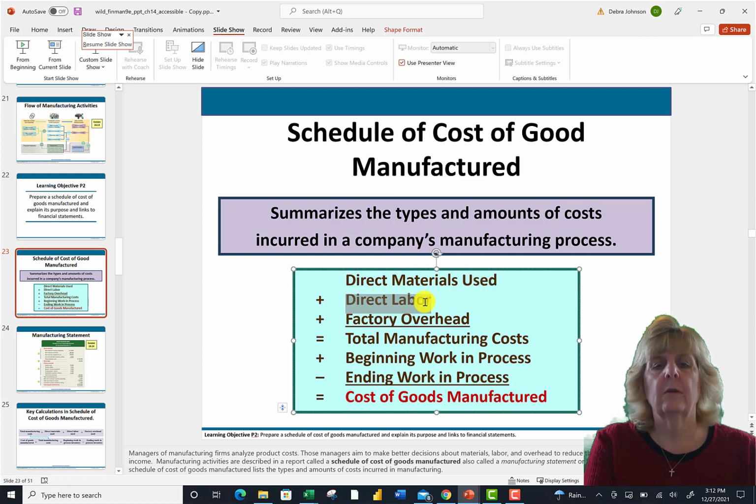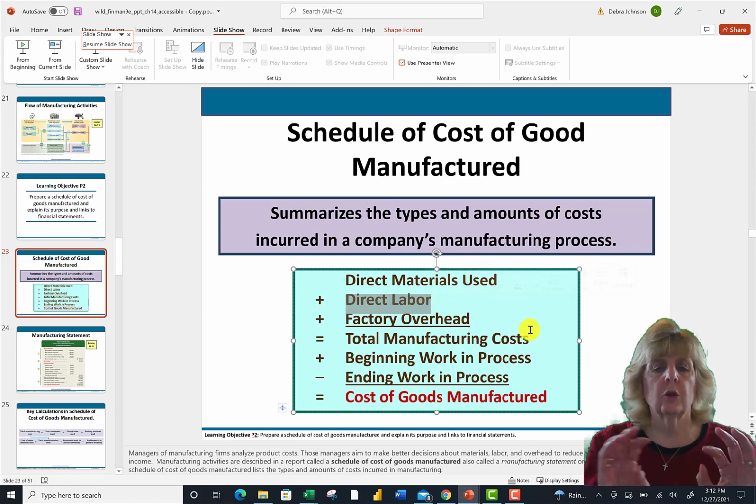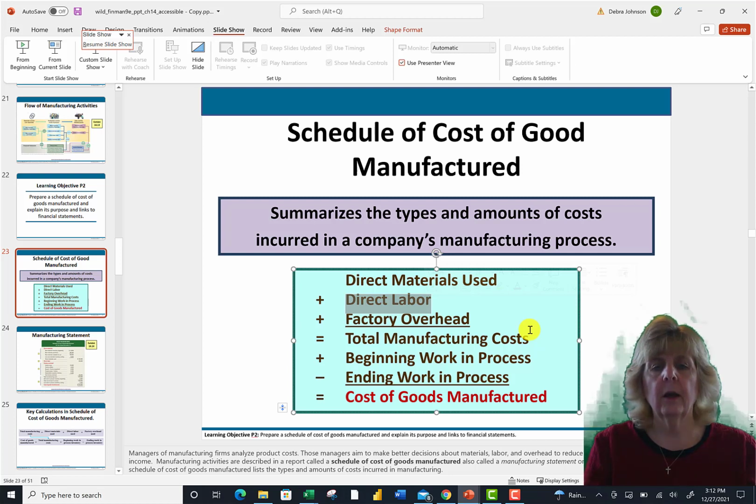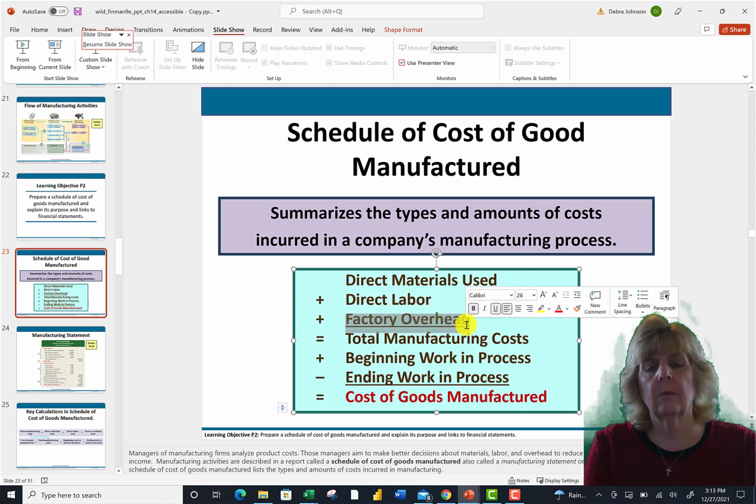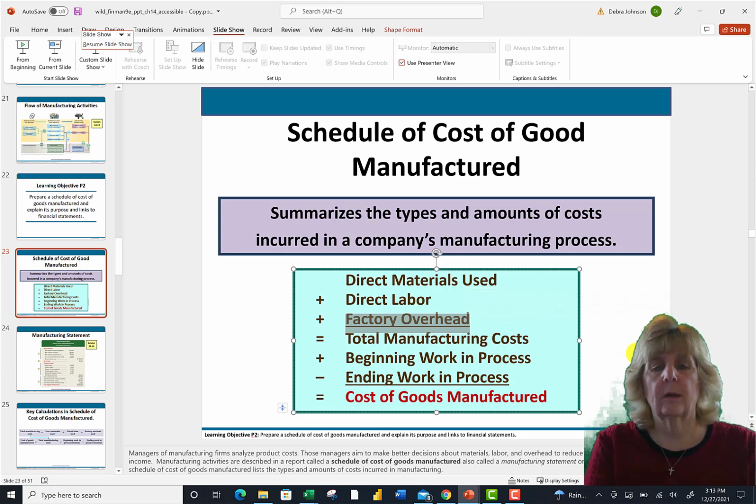The second manufacturing cost that we worked on last time was direct labor, the touch or dirty hand labor. What I mean by that is I want you to envision assembly line workers actually getting their hands dirty on the assembly line. If they're touching the product and they're creating the product, then the cost of that labor is considered direct labor. And the third product cost that we learned about last time was factory overhead.